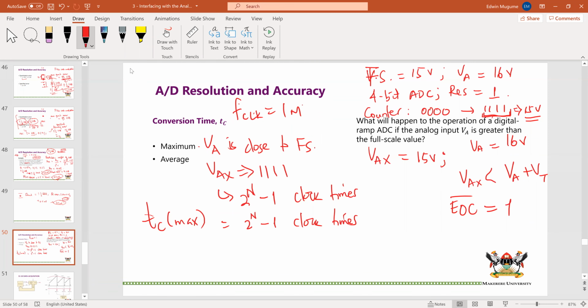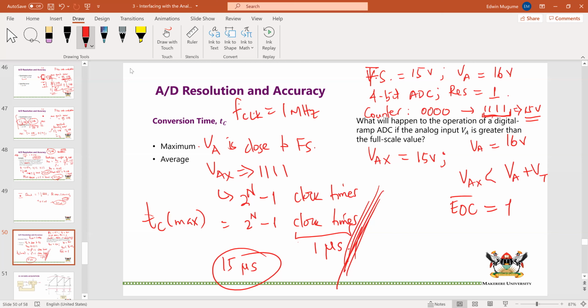And so maybe my F clock is 1 megahertz. If it's 1 megahertz, each clock time is 1 microsecond. It means 1 megahertz is 1 million samples per second. It means each clock time is 1 microsecond. And so in this case, my conversion time would now be 15 microseconds.